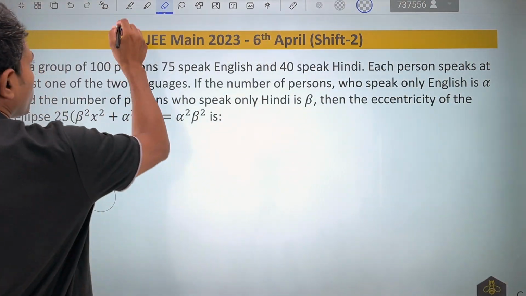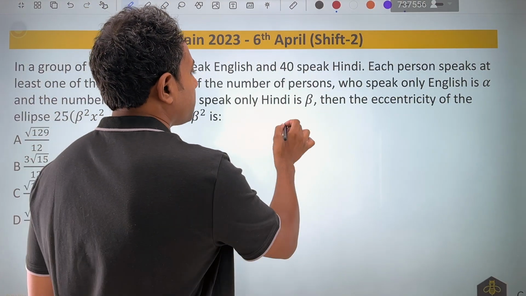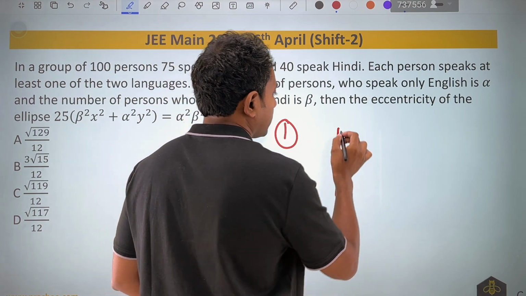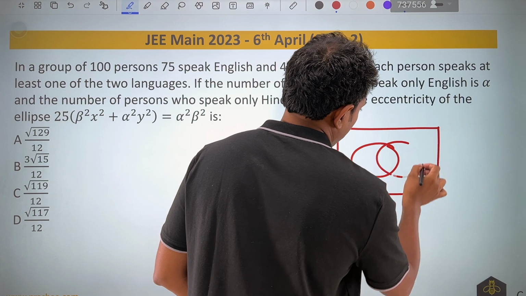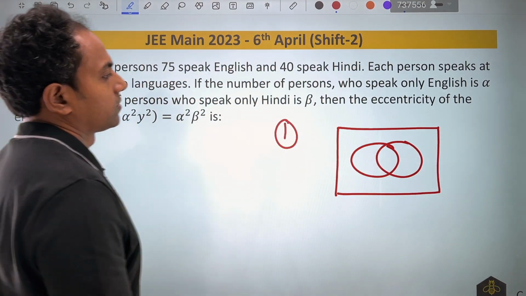Now this 2023 question tries to connect the concept of set theory with ellipse. So if I look into this question, what you will be able to observe in the first part is they are saying that if I draw a Venn diagram, there are people who talk English and Hindi.